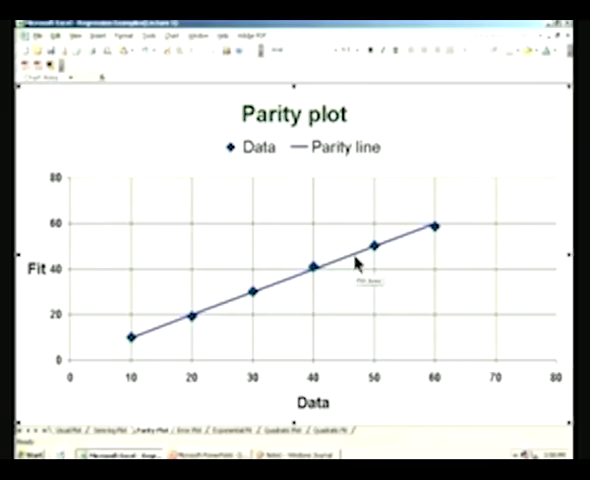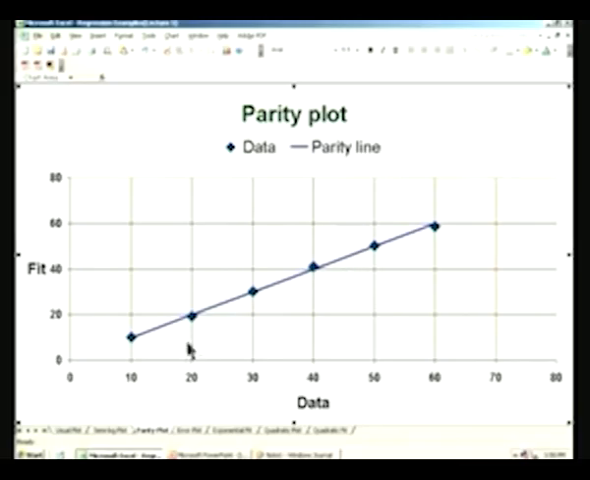And in fact, that 45-degree line, I have called it the parity line. Parity line means the line of parity between the data and the fit. So, you can see from here that the points are all lying very close to the parity line, and therefore, the fit is a good representation of the data which has been collected. So, this is very important.